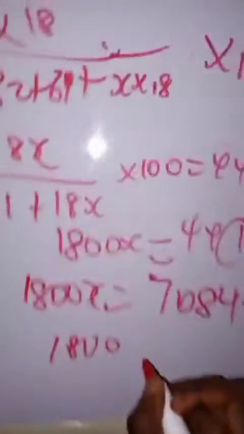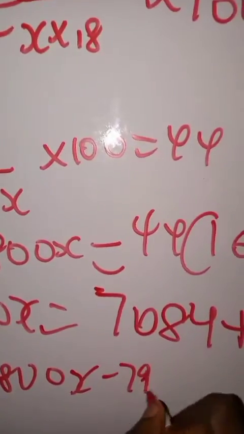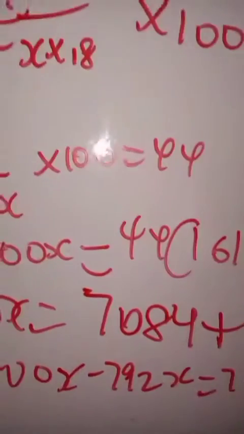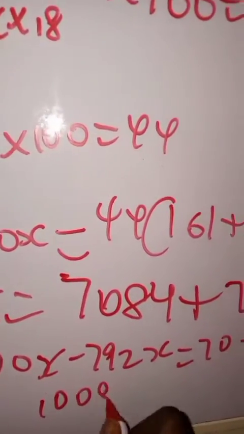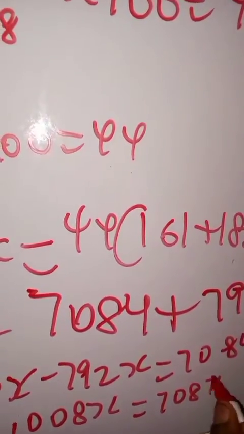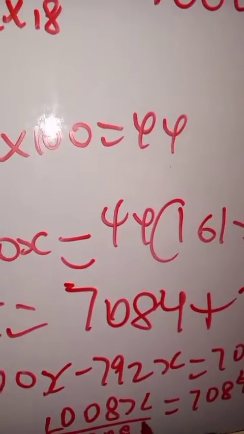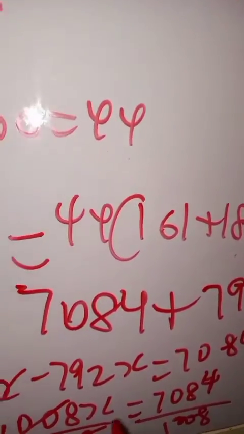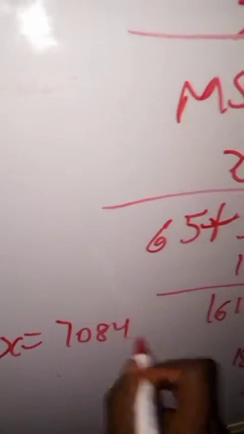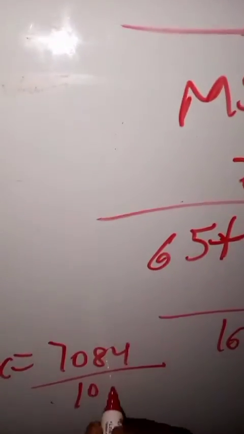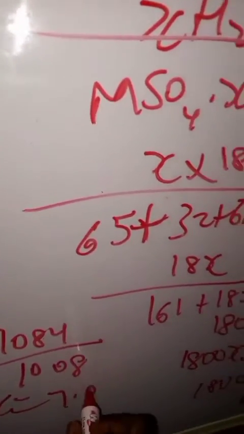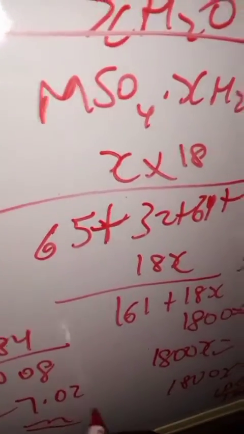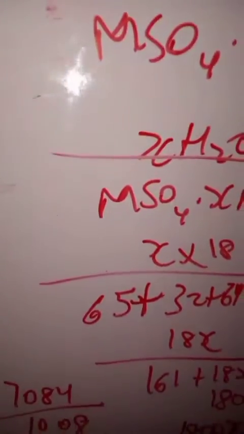1800x minus 792x to give us 7084. So this will give you 1008x equals 7084. So divide by 1008. So x is equal to 7084 divided by 1008. So what's the answer? x is equal to what? Here I have 7.02. Yes, that's approximately 7. So it has 7 water of crystallization.